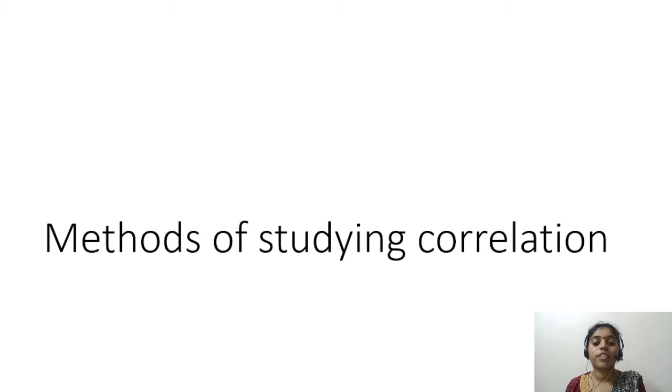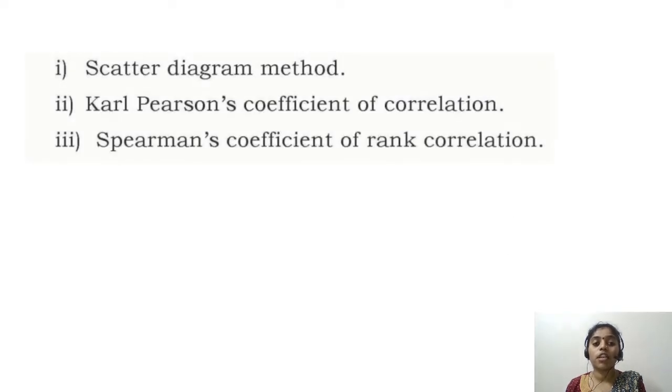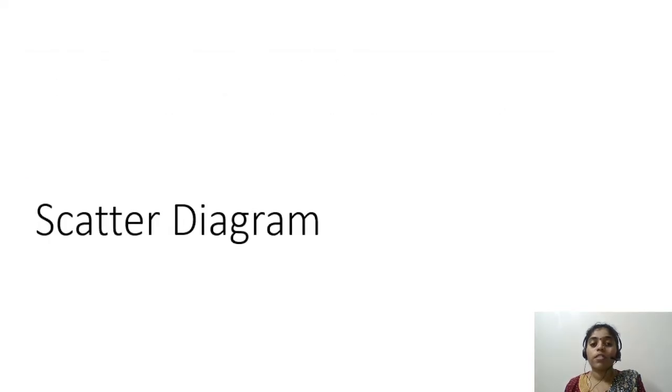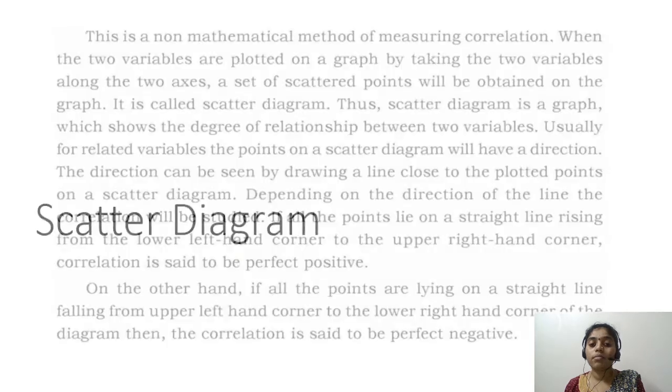Next, methods of studying correlation. What are the methods of studying correlation? Here we have three methods. First one is the scatter diagram method. Second one is Karl Pearson's coefficient of correlation. Third one is Spearman's coefficient of correlation. So we will take the scatter diagram method first.